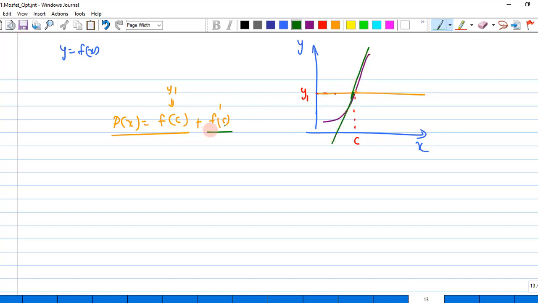But if I add this f prime directly, what would happen to the exact value at this particular spot? Does it get shifted, or will I get the same value? Say I'm trying to read a value of p of x that is exactly at c. I have to get y1. Will I get y1 when I have this kind of polynomial? Yes or no?